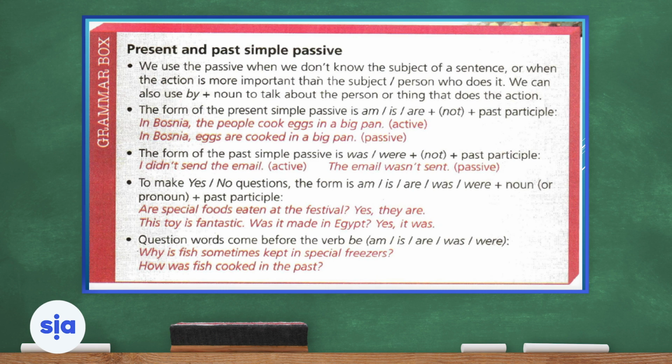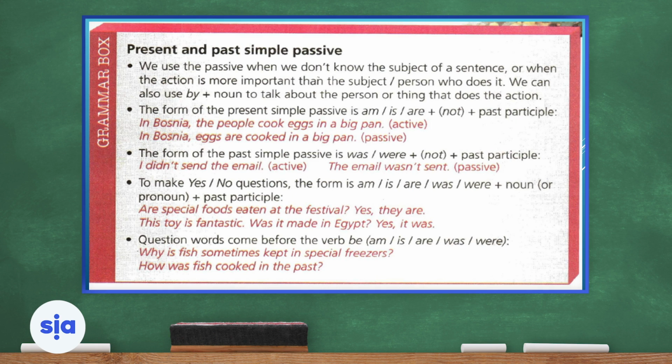Now, to make yes or no questions, the form is am, is, are, was, were, plus noun or pronoun plus the past participle. So we might ask a question like this. Are special foods eaten at the festival? Yes, they are. The toy is fantastic. Was it made in Egypt? Yes, it was. Now, you see the difference between the first example and the second example. When we're asking to make yes or no questions, the form is am, is, are, was, were, and the noun, or even the pronoun, plus the past participle.